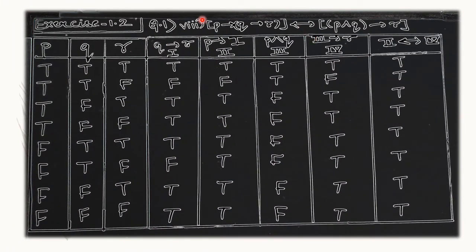Okay, so here also we are dealing with 3 statements, P, Q, R, 3 prime components. So stick to the pattern. For P: T, T, T, T, F, F, F, F. For Q: T, T, F, F, T, T, F, F. For R: T, F, T, F, T, F, T, F. Then find each one and number each one.